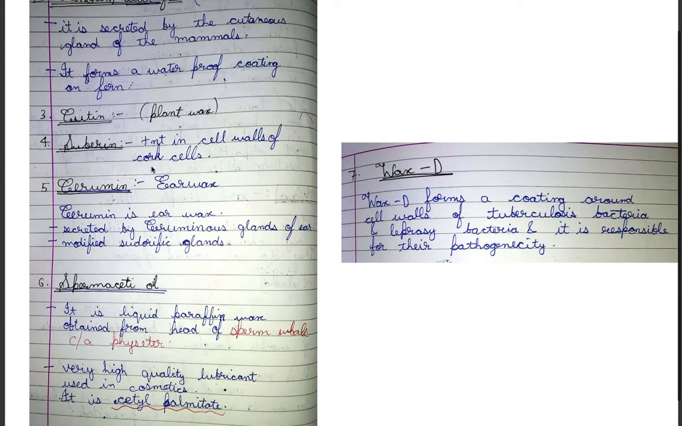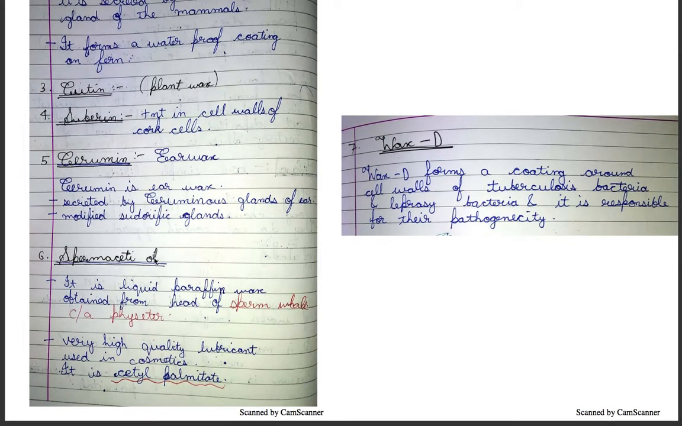Cerumen is earwax. Cerumen is earwax that is secreted by the ceruminous glands of our ear, and these are modified sudoriferous glands. Actually, earwax is a secretion of a modified sweat gland. Earwax is a secretion of just a little bit modified sweat gland. So that gland is the ceruminous gland of the ear.